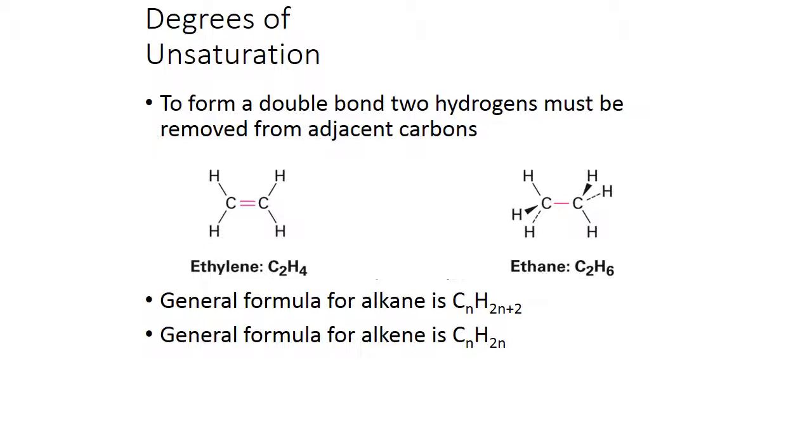In this chapter, we're going to be talking about alkenes. And in a chapter on alkenes, usually every book will talk about degrees of unsaturation. Degrees of unsaturation talks about the numbers of carbons and the number of hydrogens that are on a carbon compound.